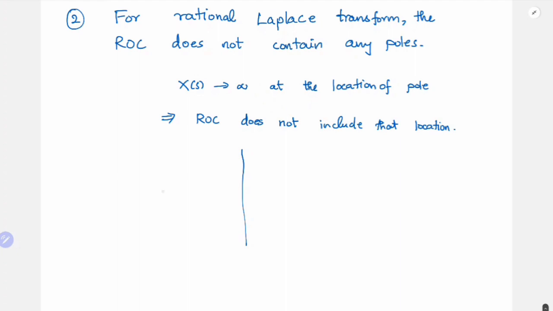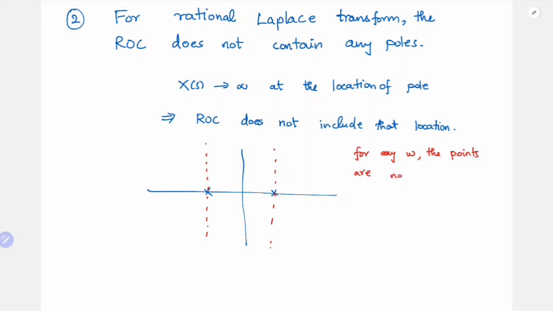So what does this tell us if there are poles here? The region of convergence will not contain any of these points for any j omega, for any omega; the points are not present in the ROC. So using properties 1 and 2, we can conclude this.